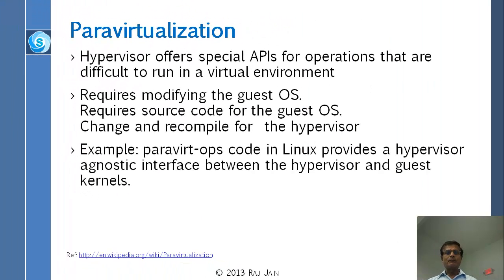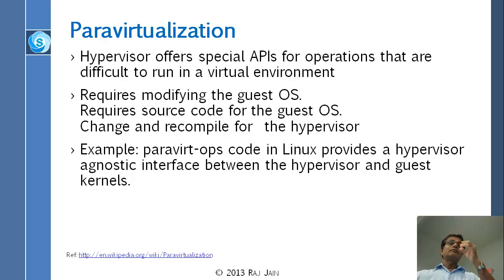And finally, the word para-virtualization, which is different from parallel virtual machines, right? Para-virtualization means that the hypervisor offers special APIs for operations that are difficult to run in a virtual environment. So it offers special APIs, and if you want to use those APIs, you have to change your operating system. You have to make your guest operating system use those features.